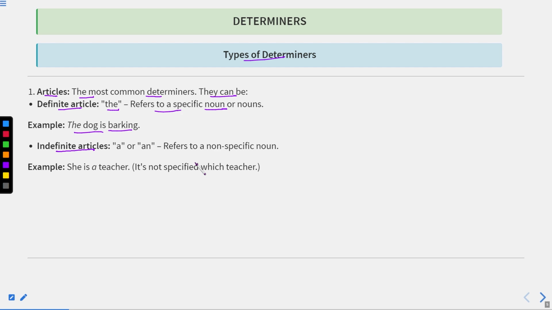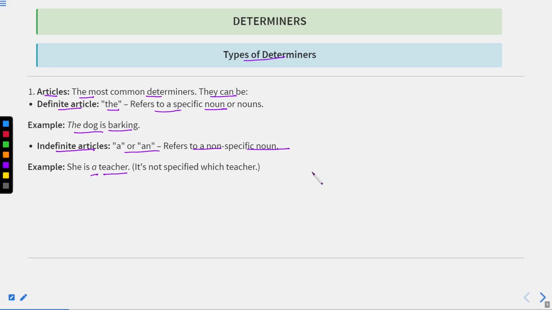Now we have some more types of articles, that is the indefinite article, which can be divided further into two parts, a and an, which can talk about any noun, but it should be singular in number. So a and an refer to a non-specific, singular noun. Remember, a and an can be put only before a singular noun, whereas the can be placed before a singular as well as plural noun. She is a teacher.